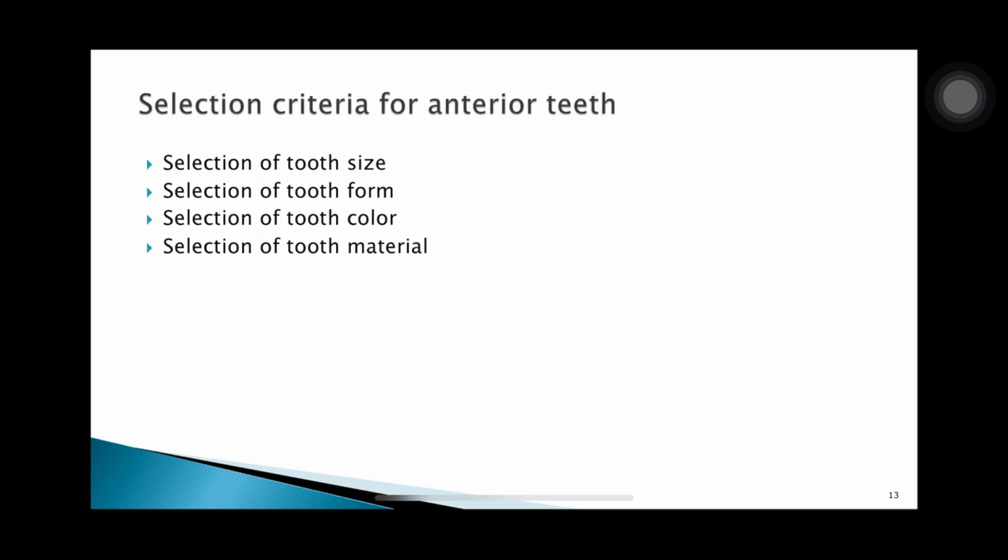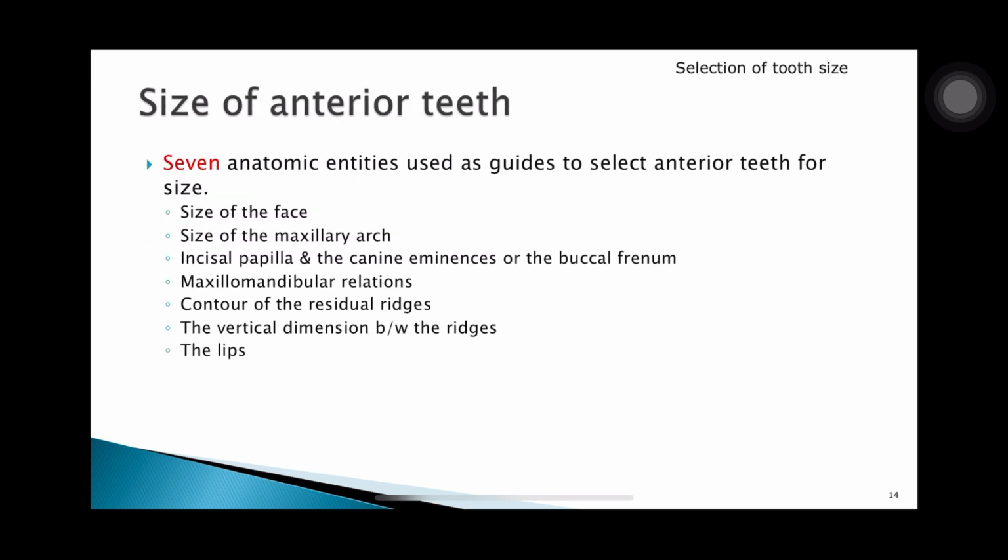There are some factors for the selection of the anterior teeth, which include size, form, color, and material of the tooth. First, we will discuss the size of the anterior teeth, which includes seven anatomical entities used as a guide to select the anterior teeth for size. First is the size of the face, second is size of the maxillary arch, third is incisal papilla and canine eminence, or buccal frenum. Fourth is the maxillomandibular relationship, then contour of the ridge, and vertical dimension between the ridge, and last is the lip.